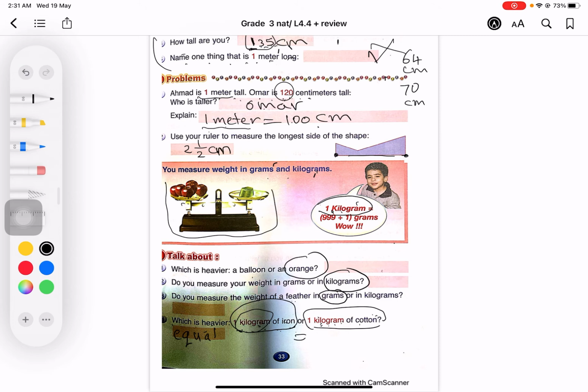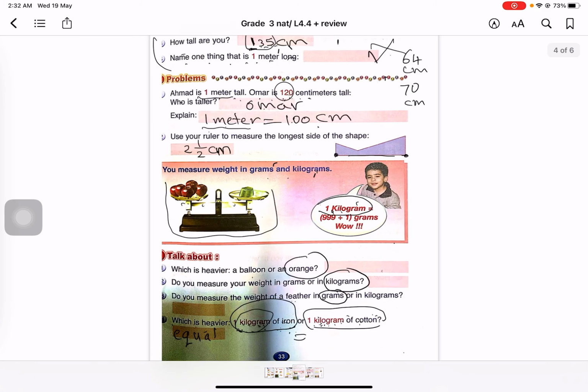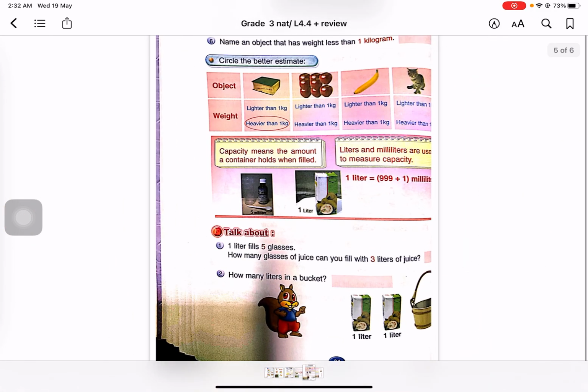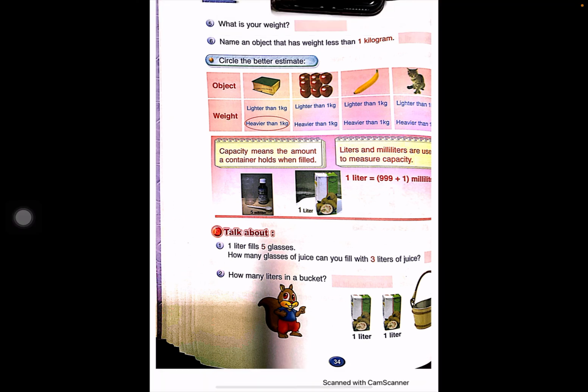Take care of this question. This question is very important. Which is heavier, 1 kilogram of iron or 1 kilogram of cotton? They are equal, grade 3, because both of them are kilogram. We measure an apple with kilogram. You measure yourself with meters or centimeters, okay? And the weight of a kilogram of iron is the same as the weight of a kilogram of cotton. Both of them are equal.